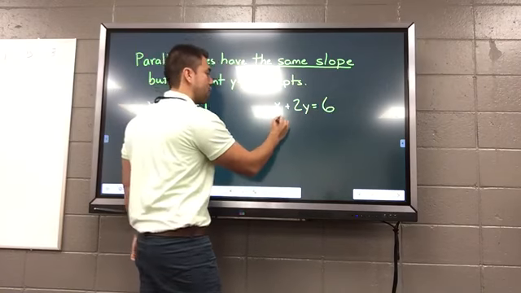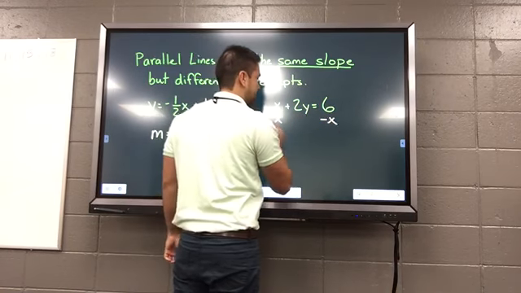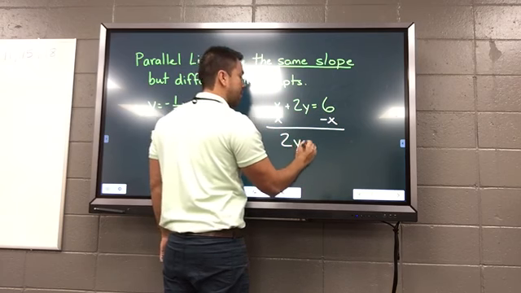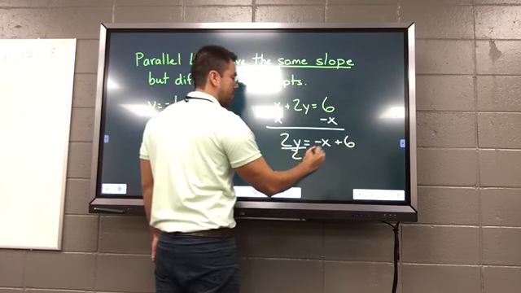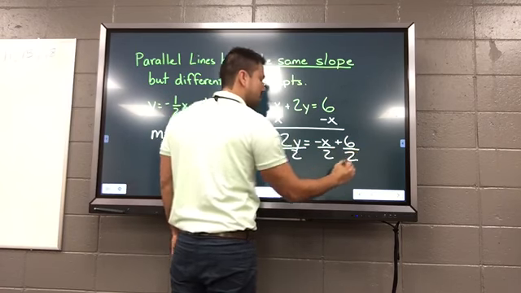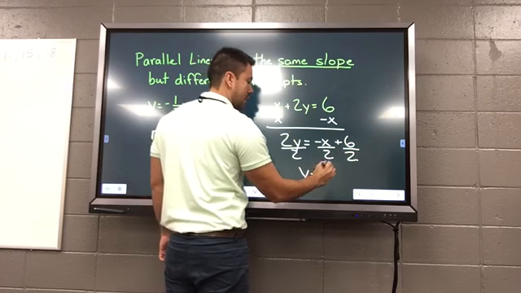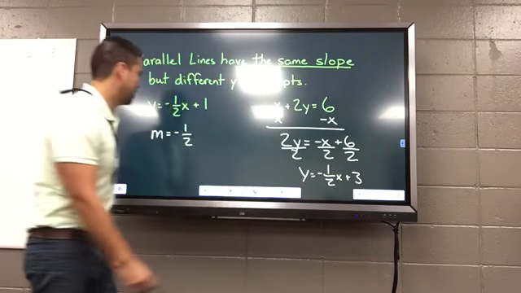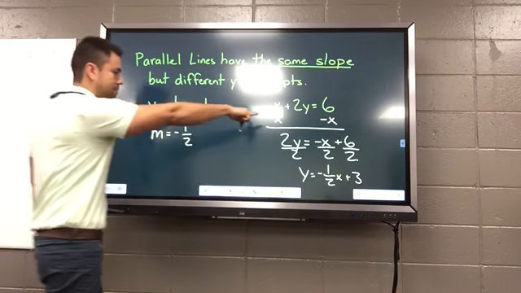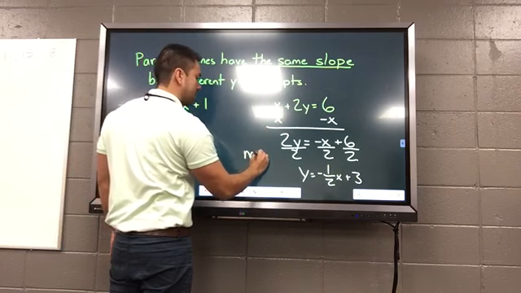So I'm going to solve for y. We were guessing, but now here we have it: divide both sides by 2. You get y equals negative 1/2 x plus 3. So what's the slope of that line? The slope of that line is negative 1/2.